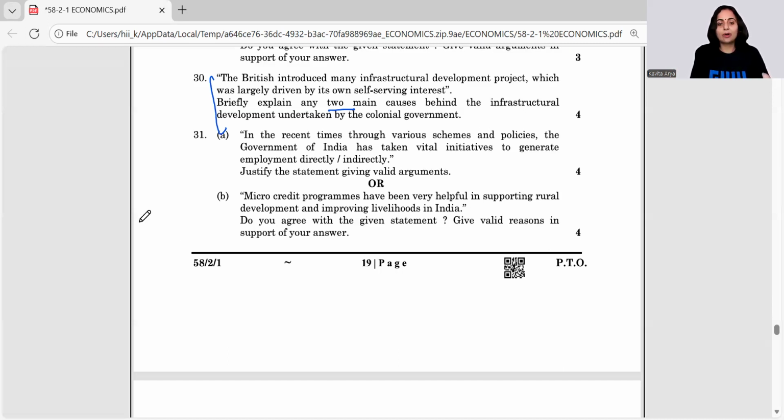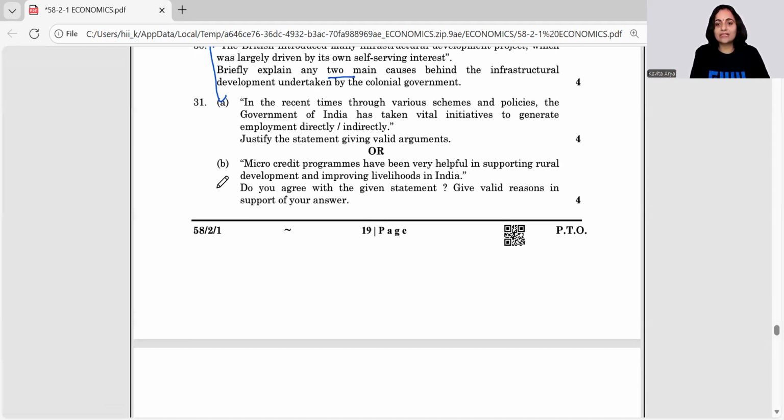Right. So when we talk about the next question, in recent times, through various schemes and policies, the government of India has taken vital initiatives to generate employment directly or indirectly. You have to give valid arguments. Let's first understand what we mean by the terms directly and indirectly here. For example, when the government is opening a school, whomsoever the government is hiring, the teachers, the principal, the helping staff, the gardener, the gatekeeper, that is the direct employment generated by the government by opening that school.